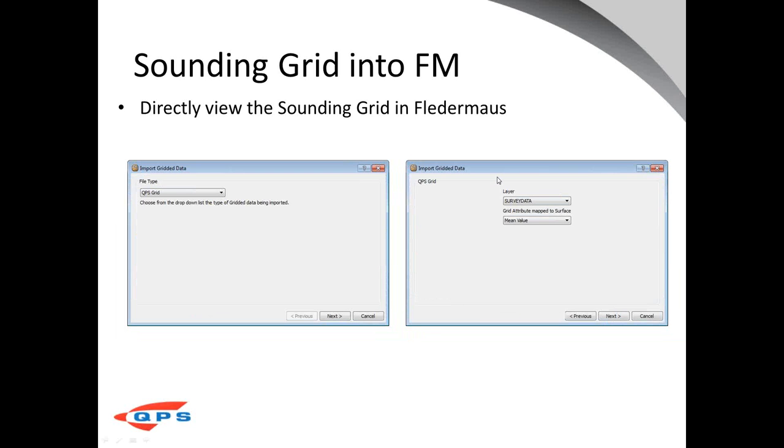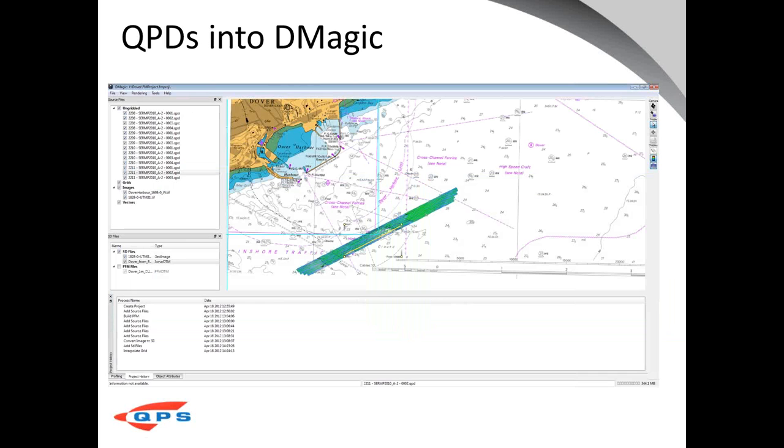The next part is actually bringing the QPDs into DMagic now. If you have only a few lines, then most of the functionality, apart from data cleaning, just gridding data and things, you can do in Fledermaus. If you have quite a few lines or multiple day surveys, then DMagic is where you want to be, because you can do a nice directory structure and see where the data is going.